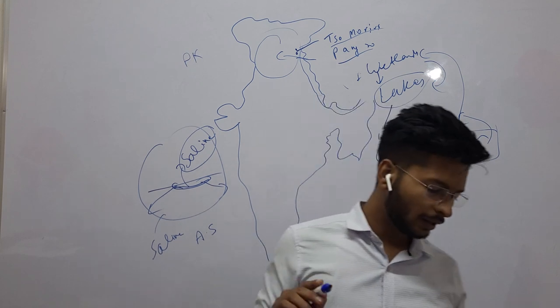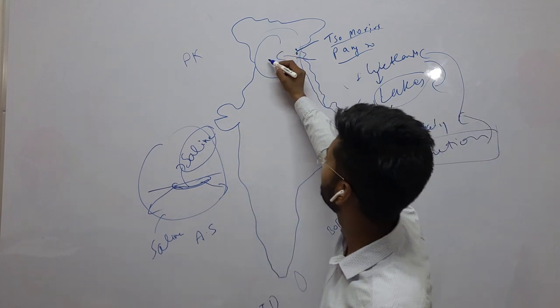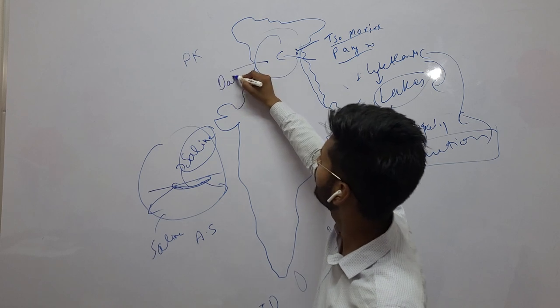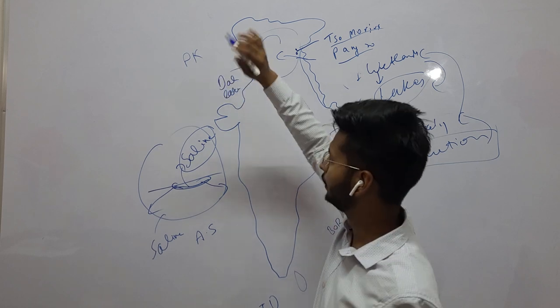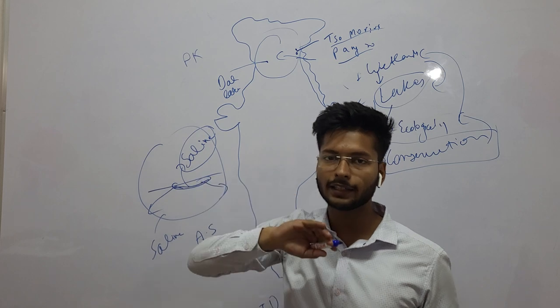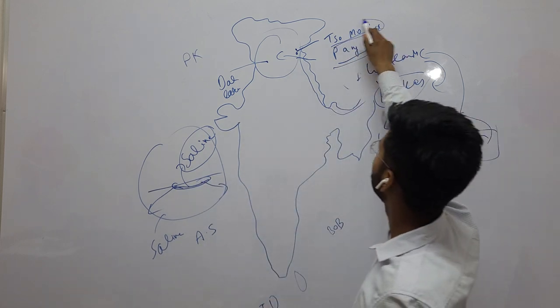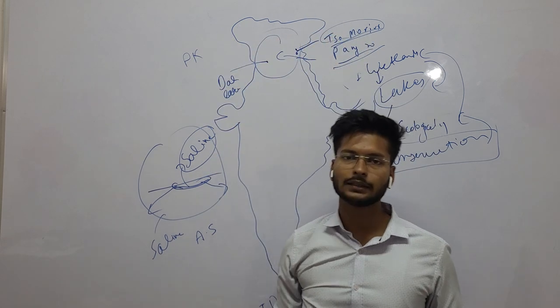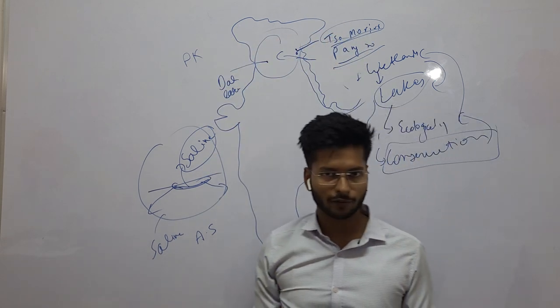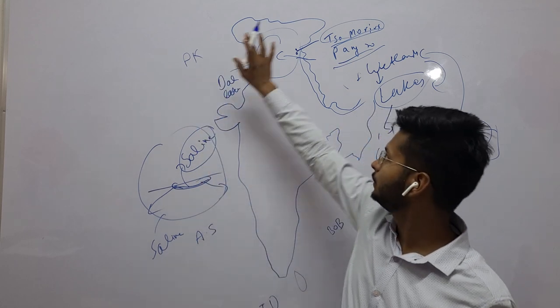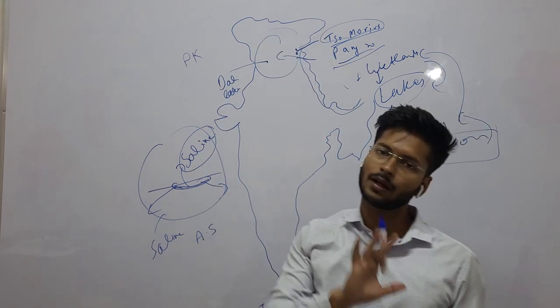What do we call it? Freshwater lake. For example, this is Dal Lake, Dal Lake in Srinagar, in J&K. Okay, Dal Lake is a freshwater lake. Whereas Pangong Tso and Tso Moriri, they have no outlets, so they are saline lakes. Have you understood the difference between the two? So these two types of lakes are located everywhere on earth.